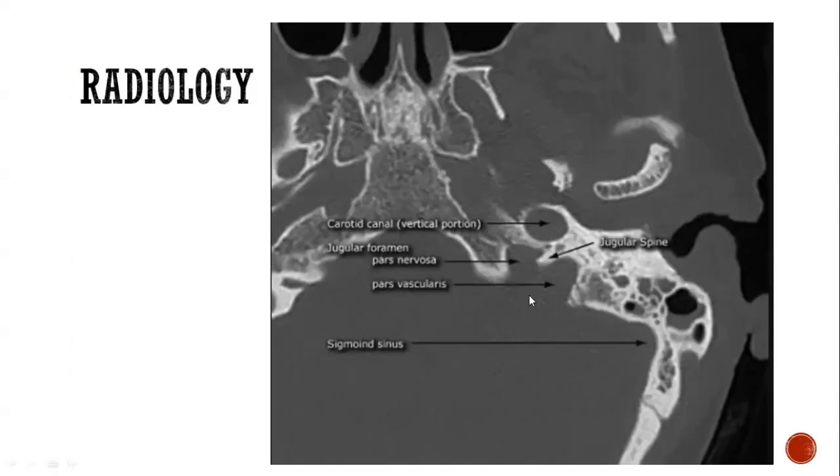In radiological anatomy, we can see this CT scan axial view. This is the carotid canal, and this is the jugular spine, which is separating the jugular foramen into two parts, the pars nervosa and pars vascularis. This was the older classification. And this carotid canal is separated from the jugular foramen by the carotid ridge. And this is the sigmoid sulcus where the sigmoid sinus runs and drains into the internal jugular vein.